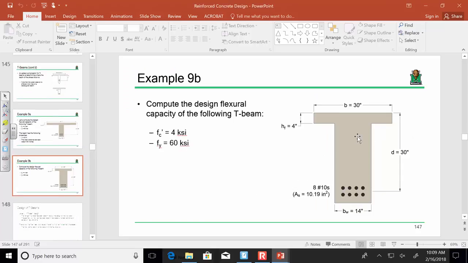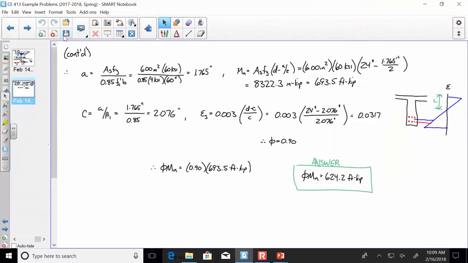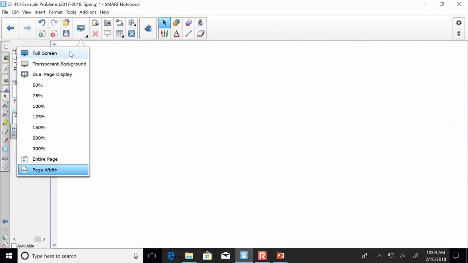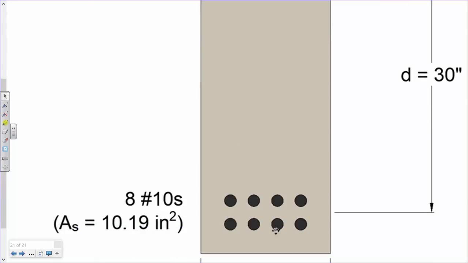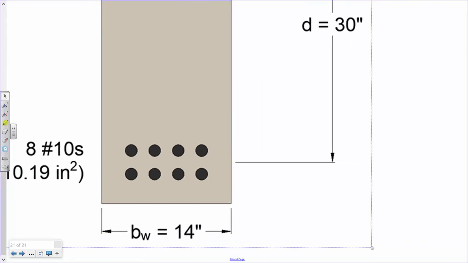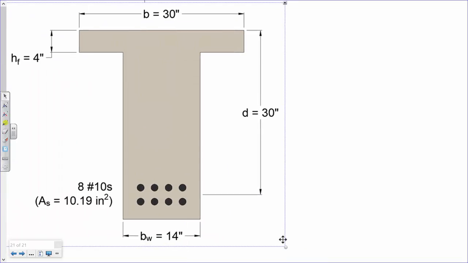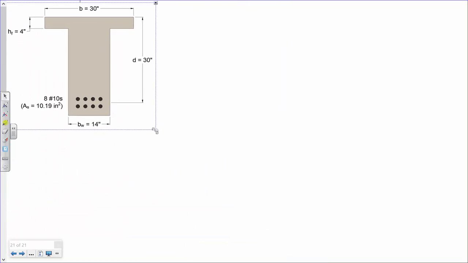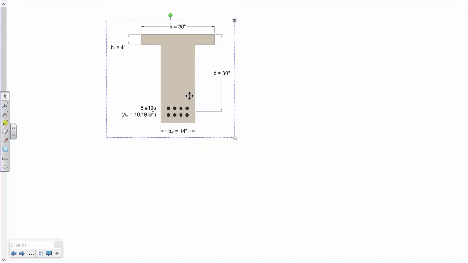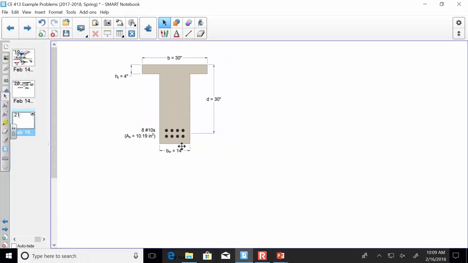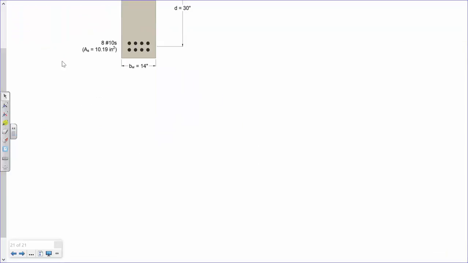Okay. That is a T-beam. Sure is. Yes, it is. Okay. Now we're on example 9B.